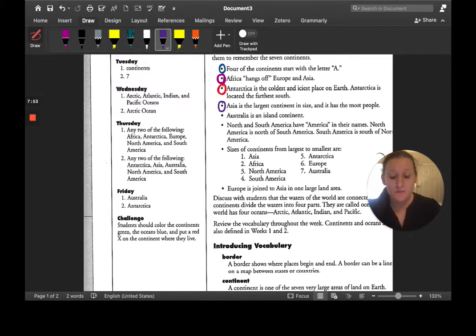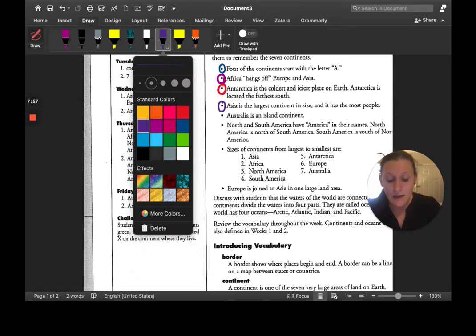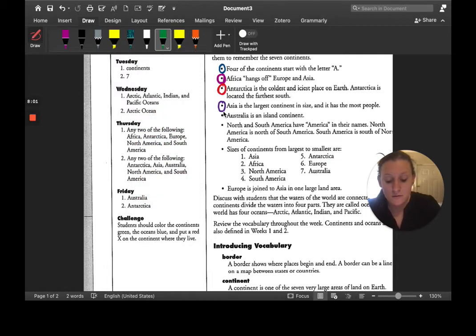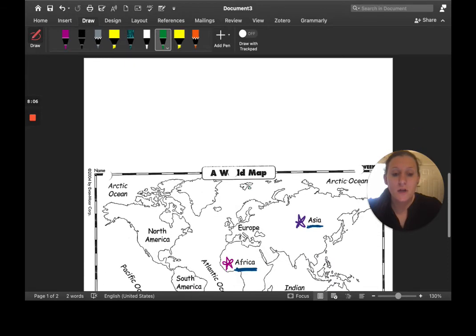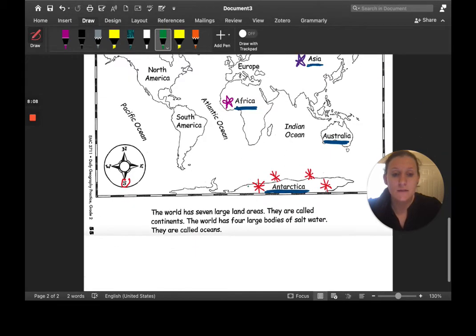All right, next we have Australia, and Australia is an island continent. So again, that was one of our A continents. And so we see Australia down here, and we see it is an island because it is completely surrounded by water. That is what makes Australia an island.